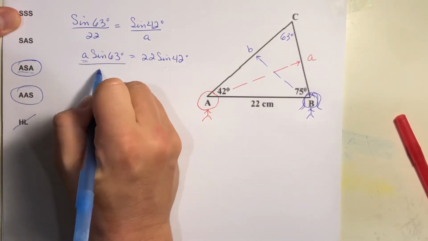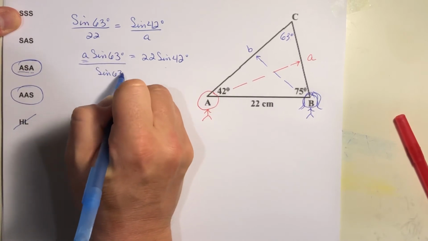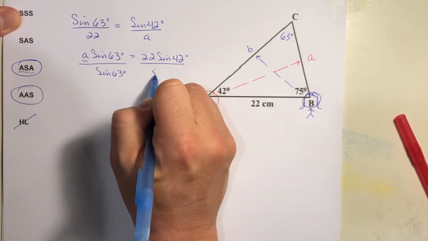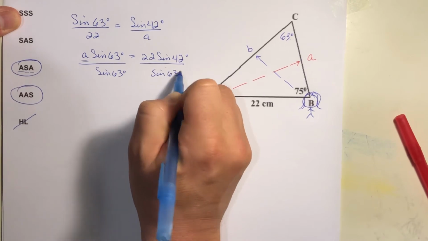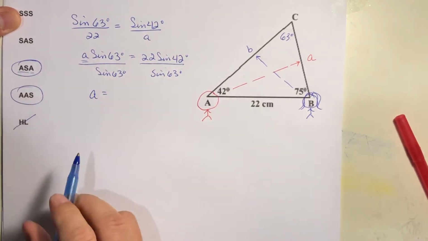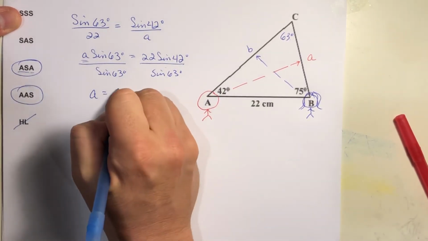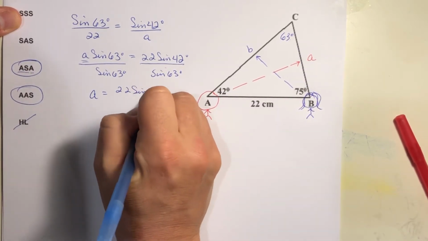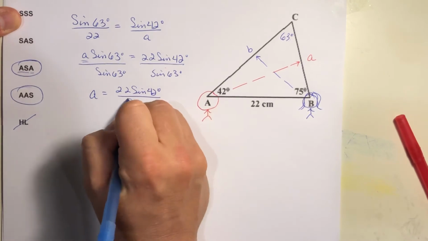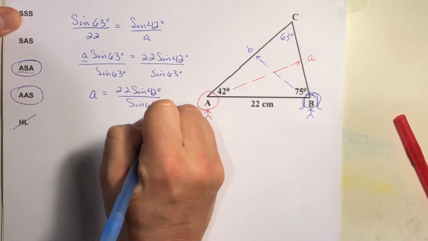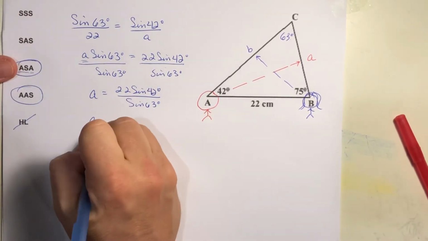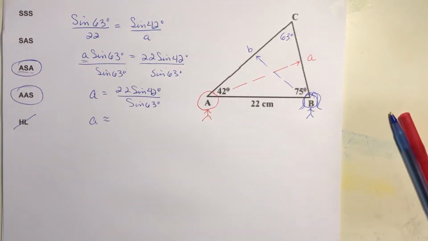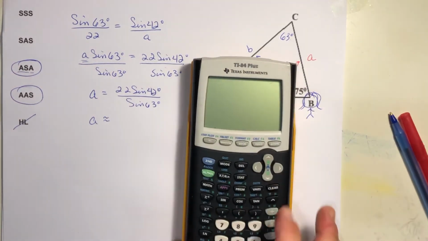So what I'm going to do is divide by the sine of 63 degrees, and what we do to one side, we do to the other. Okay, so now I'm going to clean this up. The exact answer for a, or the length of that side, is 22 sine 42 degrees divided by the sine of 63 degrees. Now I've done all of my cross multiplying and solving, so I want to take out my calculator and type that in.